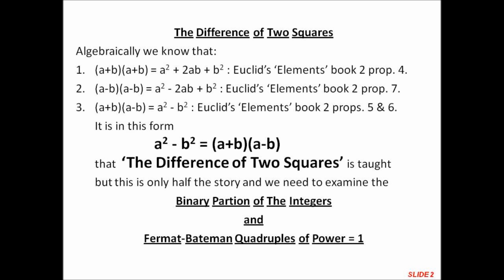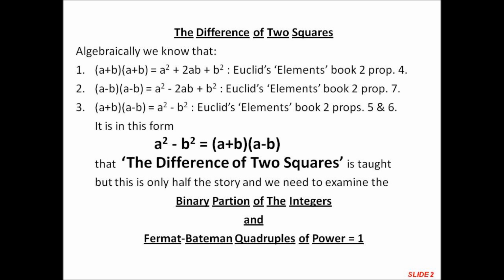The difference of two squares. Algebraically, we know that 1. The sum a plus b all squared equals a squared plus 2ab plus b squared. Euclid's Elements, Book 2, Proposition 4. 2. The difference a minus b all squared equals a squared minus 2ab plus b squared. Euclid's Elements, Book 2, Proposition 7.